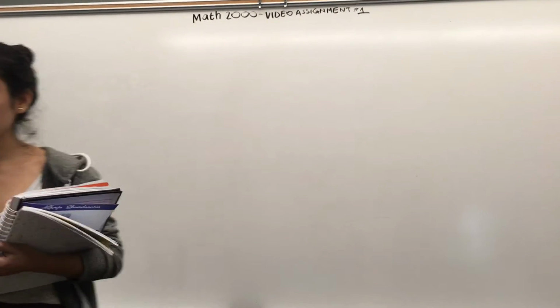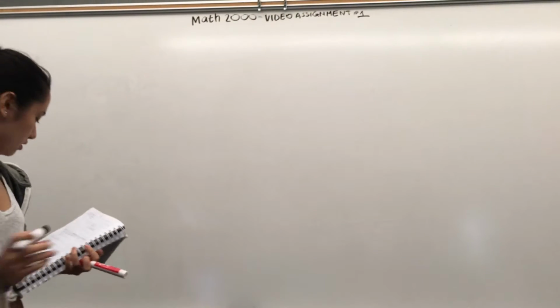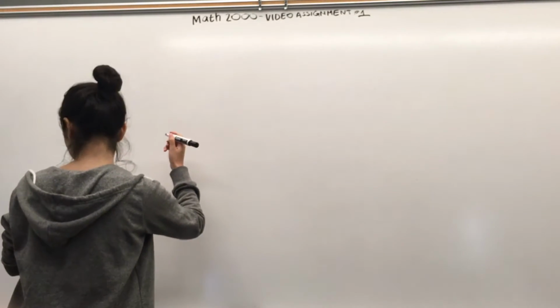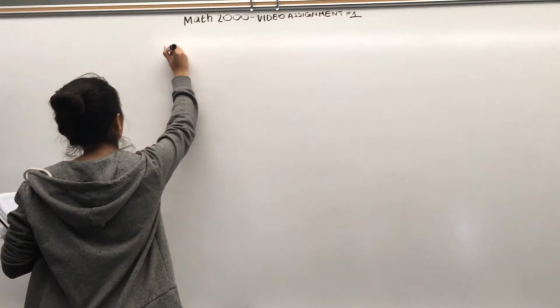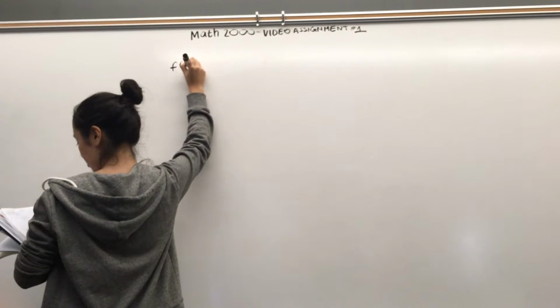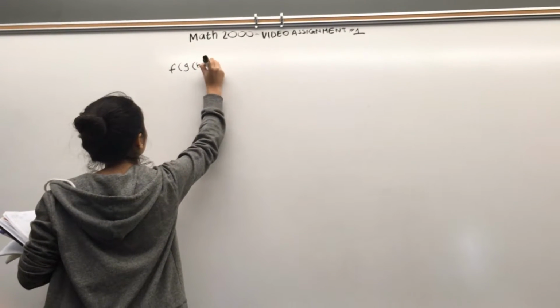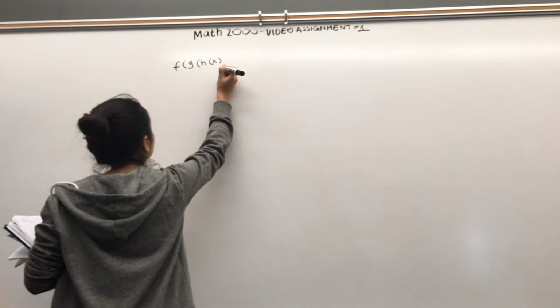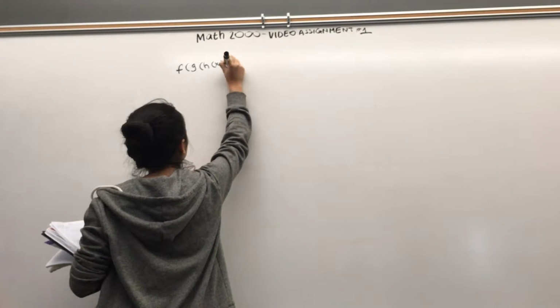So for number 3, we need to derive a formula for the derivative of a composition of 3 functions. And so in this case, if we want to find it, we need to write the 3 functions, which would be f of g of h of x.